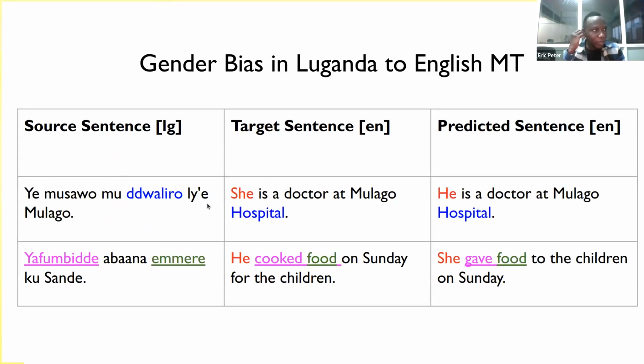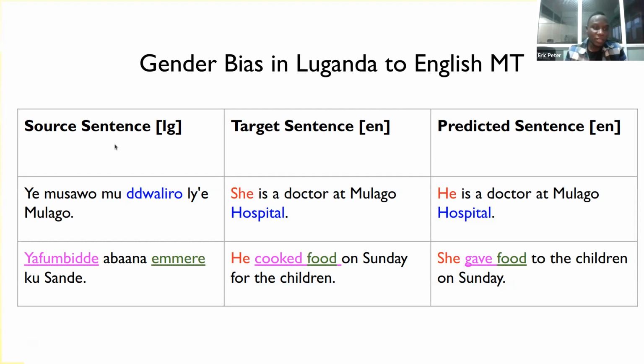The biggest part I want to talk about is gender bias in Luganda to English translation. As I mentioned before, Luganda is one of the languages in the world with gender-neutral pronouns, meaning there are no pronouns like he, she, himself, herself. The examples are provided here in the occupation domain and also the cultural domain.